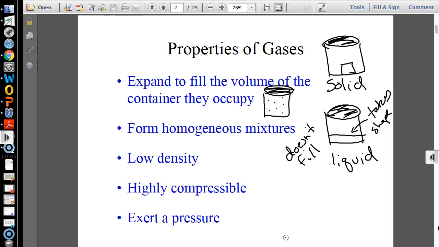So that's the difference there. It makes a homogeneous mixture. Right now you're breathing in and out the atmosphere, which is a homogeneous mixture of mostly nitrogen, 78% nitrogen, 21% oxygen, 0.9% argon, and then other trace gases. It has a low density, and remember, density is mass divided by volume, so you have a really low amount of mass in a volume.